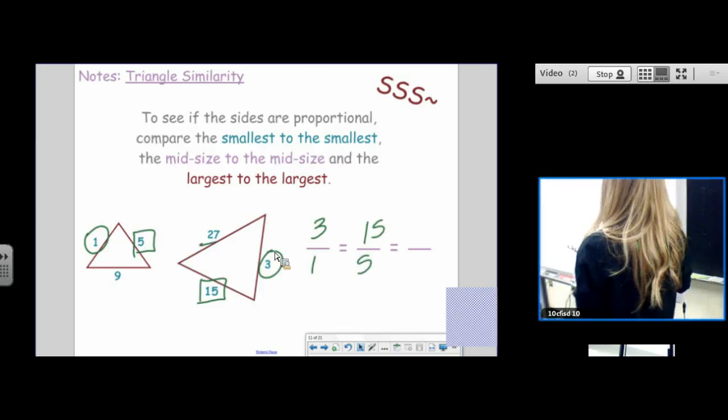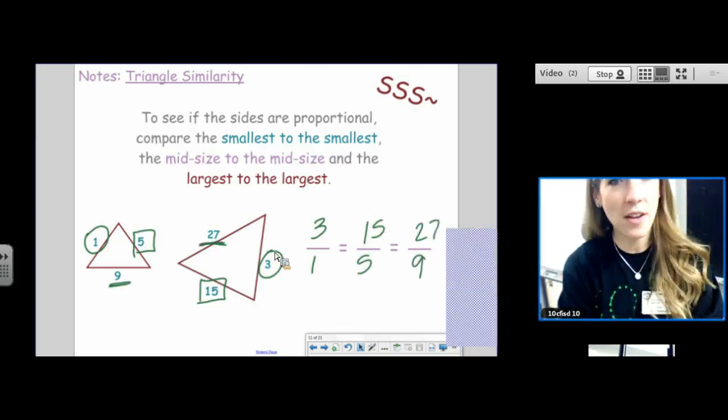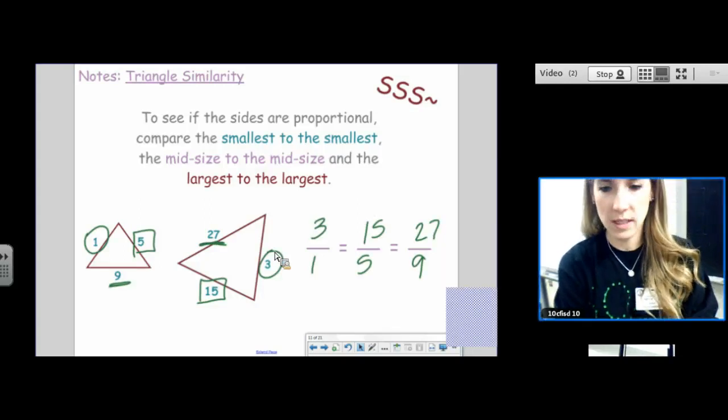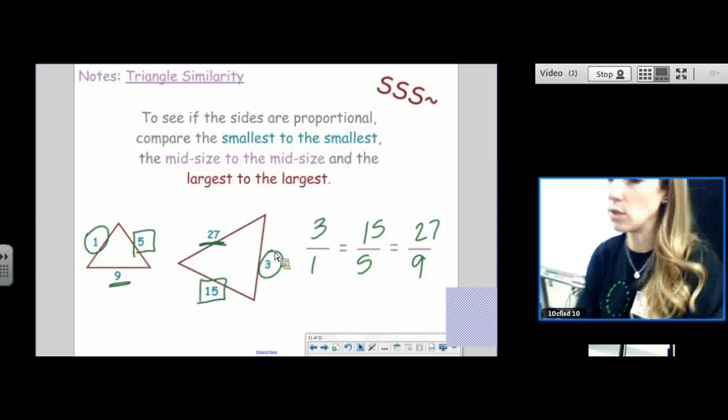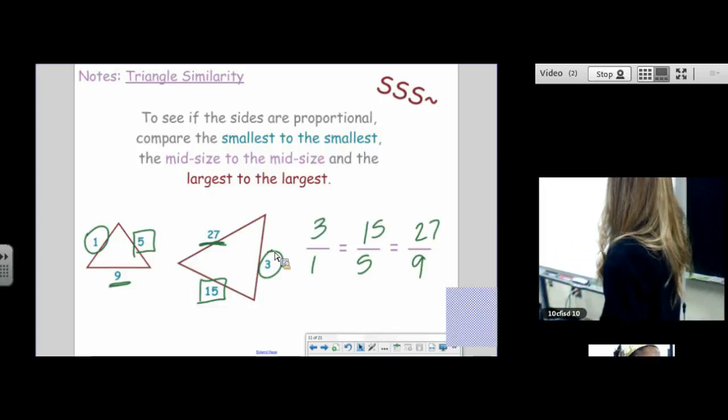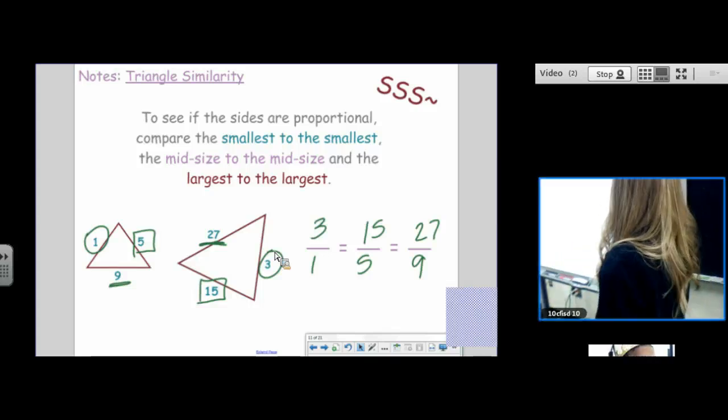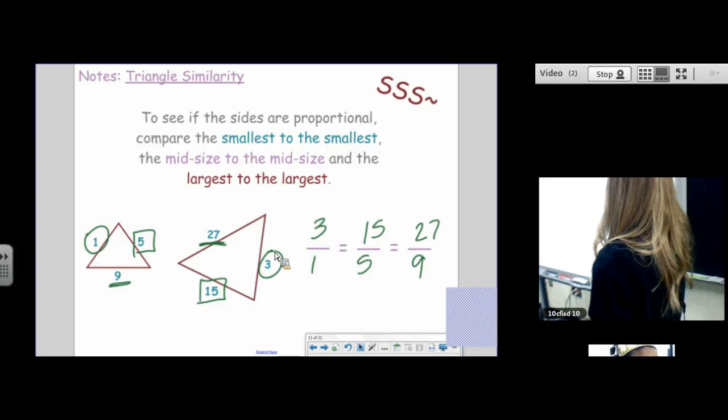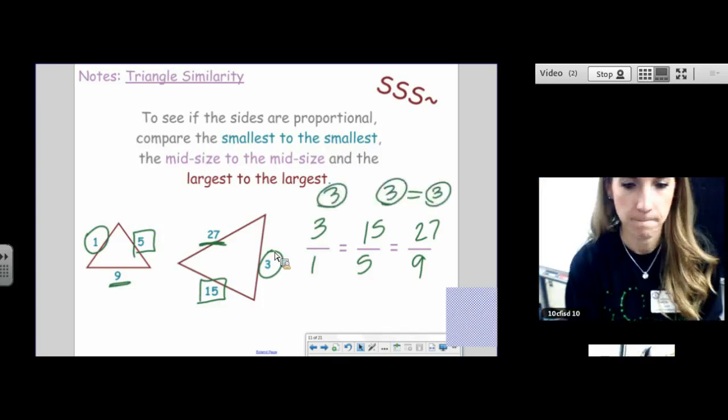So make sure that you don't just start pairing numbers together that don't go together. Small goes with small and large goes with large. Then you reduce all of them. This reduces to 3, reduces to 3, reduces to 3. So, yep, those triangles are similar.